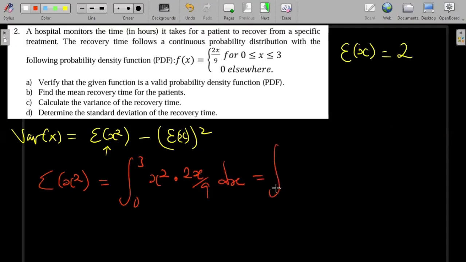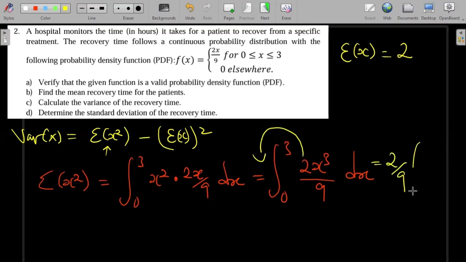So this will give us the integral from 0 to 3. Okay, so x squared multiplied by 2x will be 2x to the power 3 divided by 9 dx. By the laws of integrals, we can take this 2 over 9 in front. So what we have is 2 over 9 times the integral from 0 to 3 of x to the power 3 dx. Now I can integrate this part.